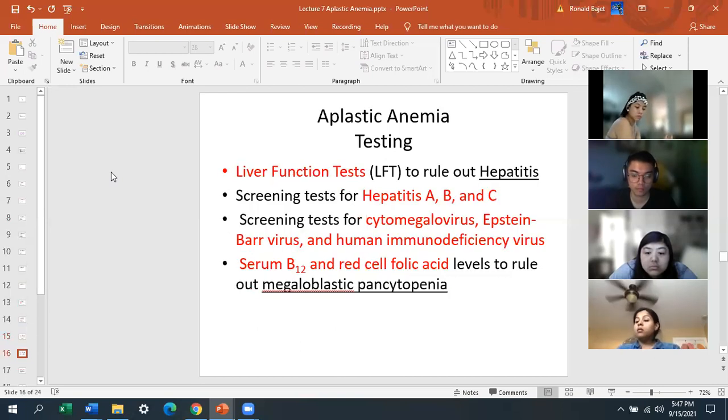You can do a liver function test to rule out hepatitis as a chronic illness as a cause of aplastic anemia. Also, hepatitis A, B, and C are chronic diseases that can cause aplastic anemia. So you want to screen for those. Viral infections like CMV, cytomegalovirus, Epstein-Barr virus, and HIV. Those viruses can cause aplastic anemia. B12 and folic acid levels can also rule out megaloblastic anemia. You can have megaloblastic pancytopenia with deficiency in those 2 vitamins, B12 and folic acid.